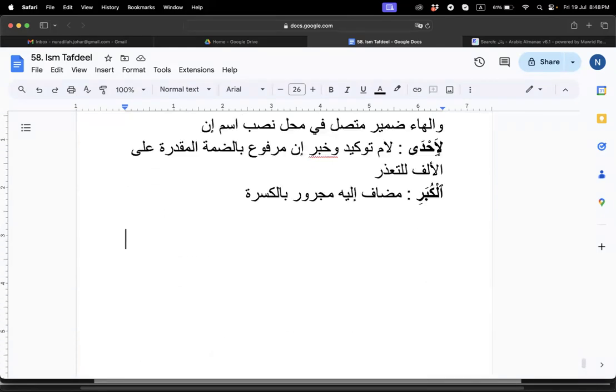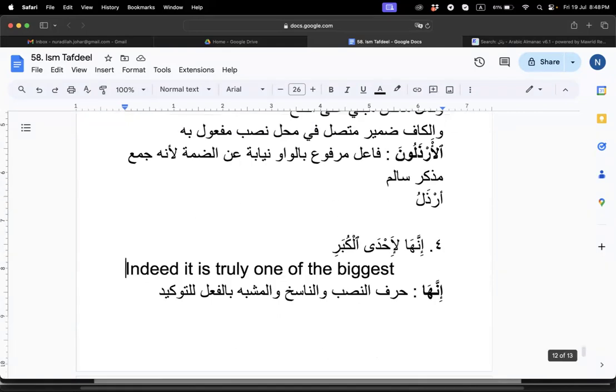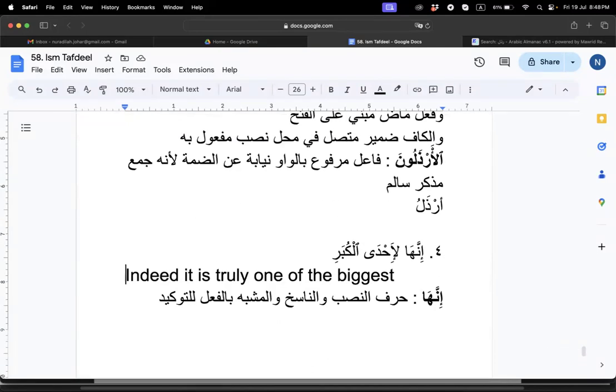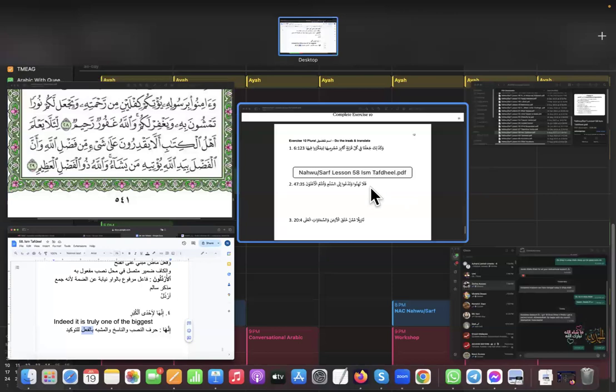Any questions? This one, musyabaha bil fi'il, what is meant by that? It means this is just a name for harf nasb. Nasikh means it changes, I think you know that. Musyabaha bil fi'il means it resembles a fi'il. Don't worry, I have notes on inna, and we will do that later.